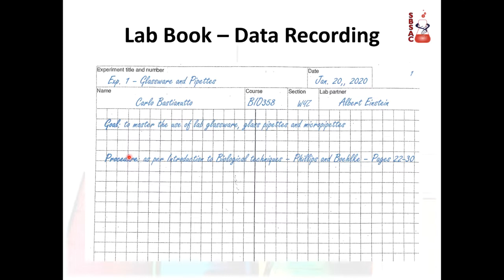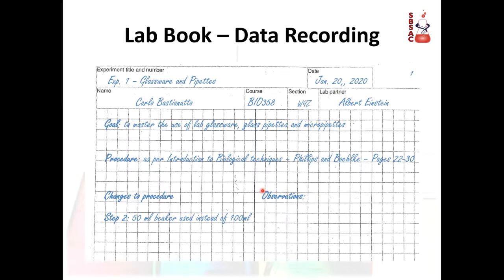However, sometimes you change the procedure. We like to change them all the time, change the concentration of chemicals, volumes, and so on. So you have to write anything that deviates from that procedure. So you should write the changed procedure here. For example, in step number 2 of the procedure that you cited here, instead of using a 100 milliliter beaker, you have used a 50 milliliter beaker.